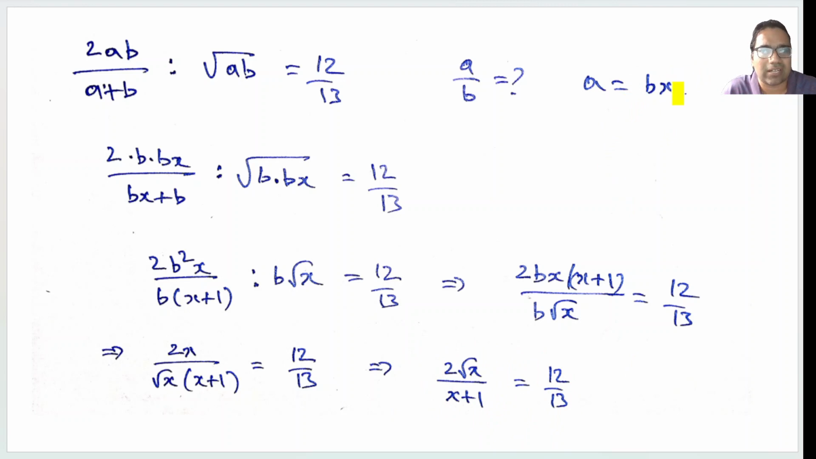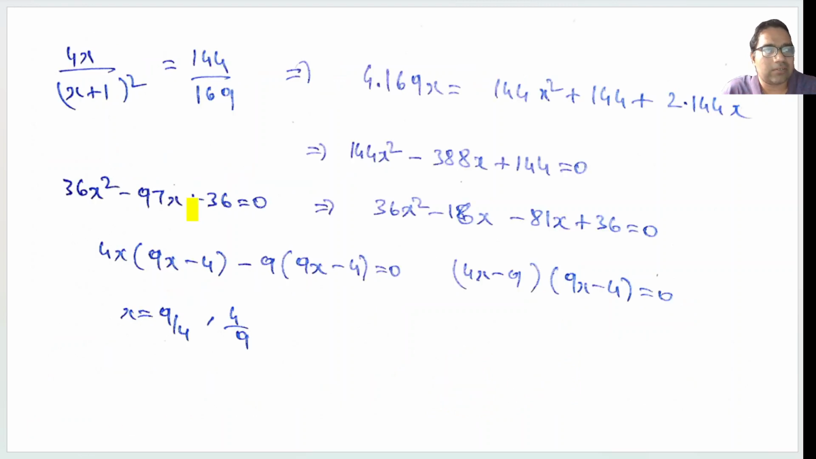We got this nice equation in the form of x. X is what we want, the ratio. Now we have converted this into the ratio only. We just need to solve for this x. Because there's a root x, let us square both sides. Then this becomes 4x by x plus 1 whole square equals 12 square by 13 square, which is 144 by 169. If you do the cross multiplication, 4 times 169x equals 144 times x square plus 1 plus 2x.